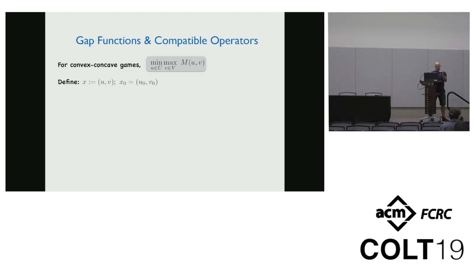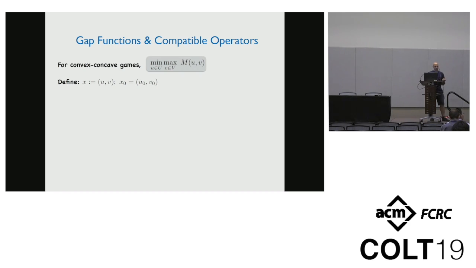So now let's briefly discuss the structure that we have in such convex-concave games. Basically, we'll see that they have a structure that resembles the structure of convex optimization problems, which will give rise to convex optimization style methods, more or less. We can define a new variable x, which is the concatenation of U and V, the parameters in this convex-concave game. And similarly, we can define x0 to be the concatenation of U0 and V0.